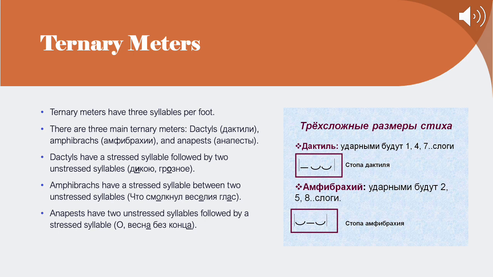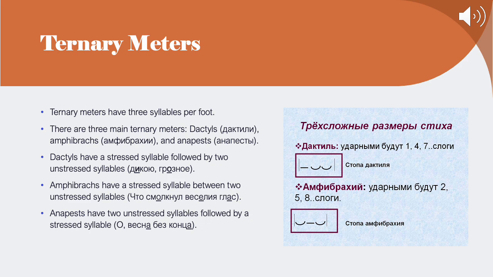Ternary meters, or трехсложные размеры, are, as you might guess, meters formed with 3 syllables per foot. So each foot is still only going to have 1 stress, but that stress is going to be combined with 2 unstressed syllables. And so there are 3 main ternary meters used in Russian versification: dactyls or dactyli, amphibrachts or amphibrachii, and anapasts or anapisti.